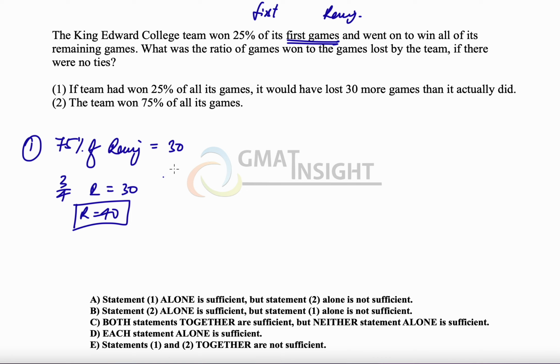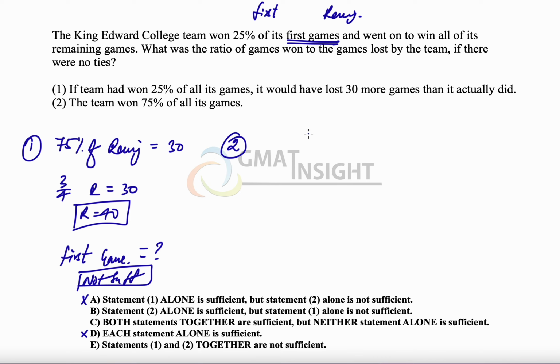We have got the remaining games, but we did not get the count of the first games, and therefore we cannot find the answer to the question. Here we say that the first statement alone is not sufficient. Since it is not sufficient, we can eliminate option A and option D at this stage.